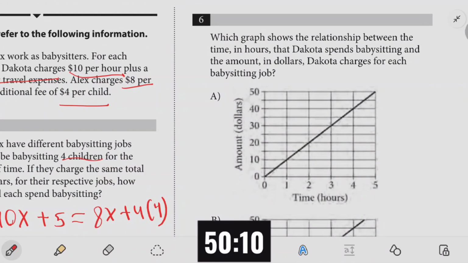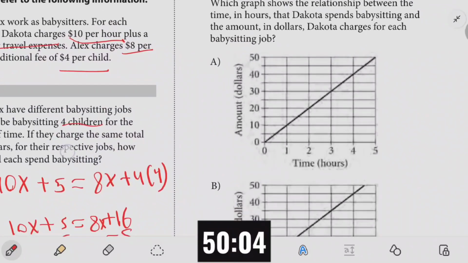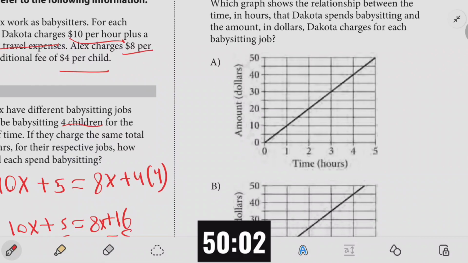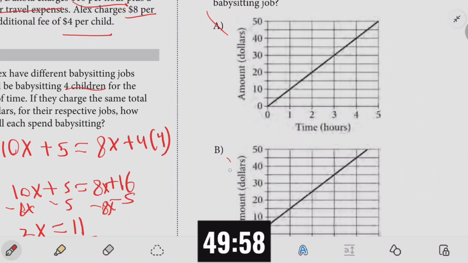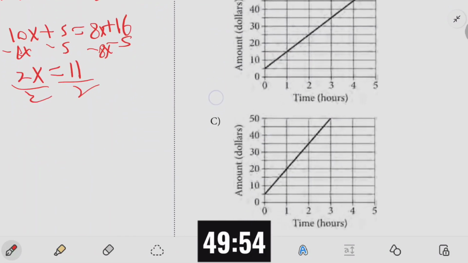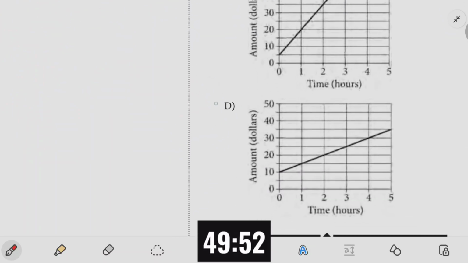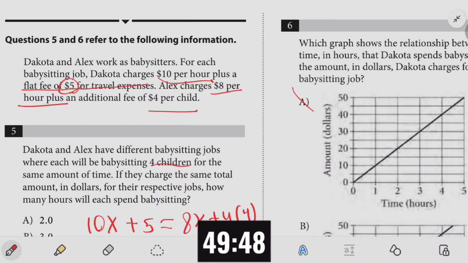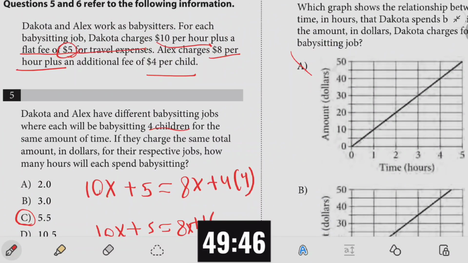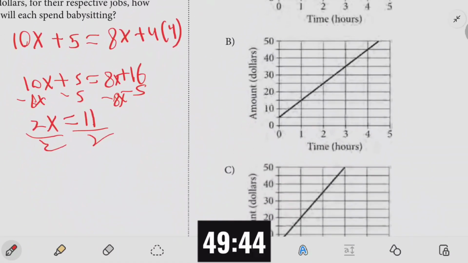Which graph shows the relationship between the time in hours that Dakota spends babysitting and the amount in dollars Dakota charges for each babysitting job? Y-intercept has to be 5 for Dakota. No, this one? No. Wait, I looked at the wrong one. That could be it. Can't be it, that's 10. He charges 5. So let's see. And the intercept is 10.